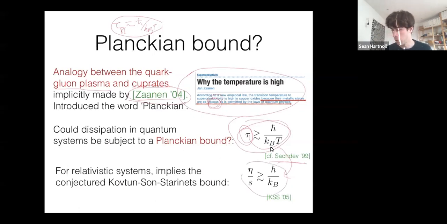Okay, but this would also have consequences in condensed matter, right? The statement here is not necessarily that η over s is important in condensed matter. Probably it's not, because probably translations are strongly broken by the lattice. The statement is that there's a meta principle, this Planckian principle, which applies both to relativistic plasmas and to strongly correlated metals.